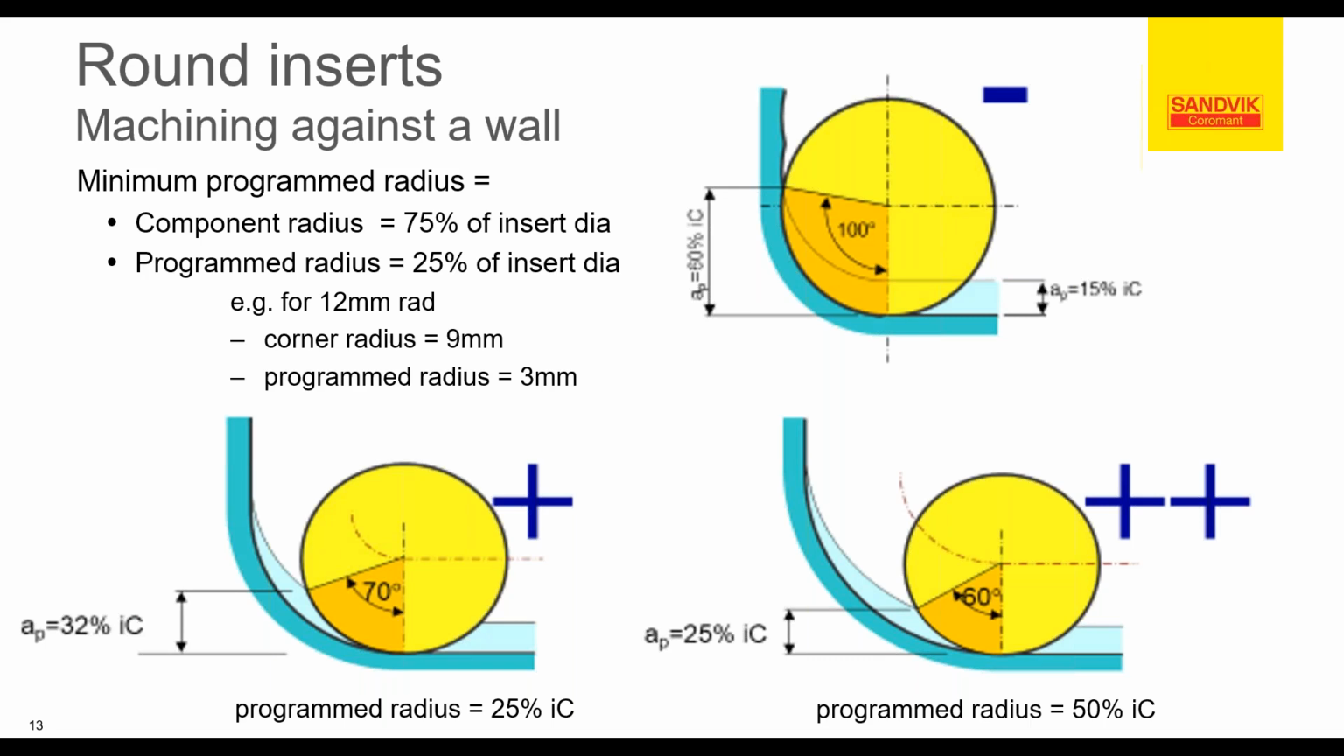And you can see there the program radius is 50% of the IC as we roll through. So the depth of cut is 25% of that radius. And that allows us to roll through for better chip control and uniformity. And then with that thinner chip, we're able to take advantage of the feed rates and have reduced cycle times.